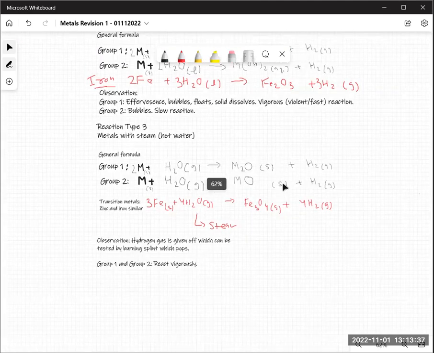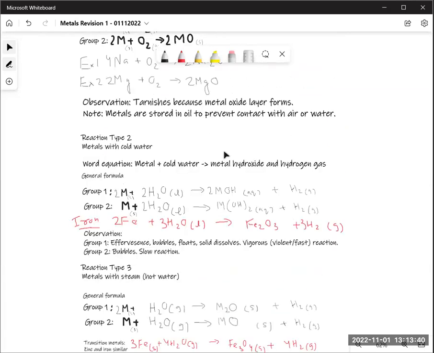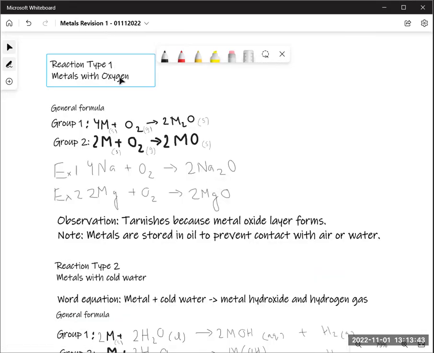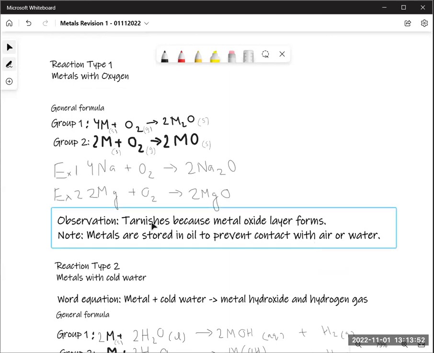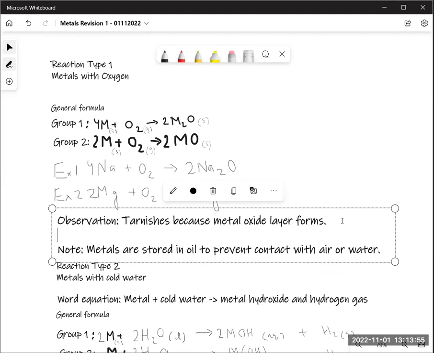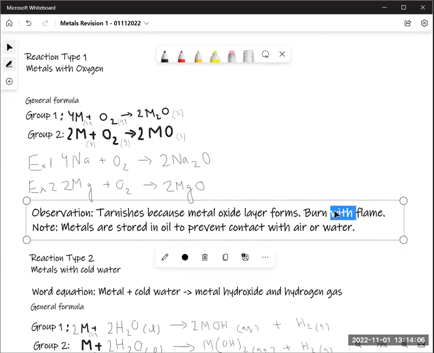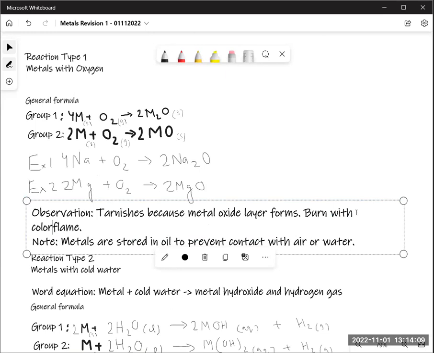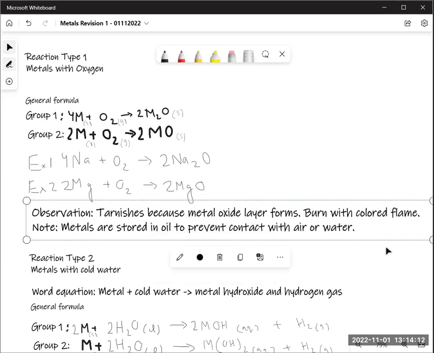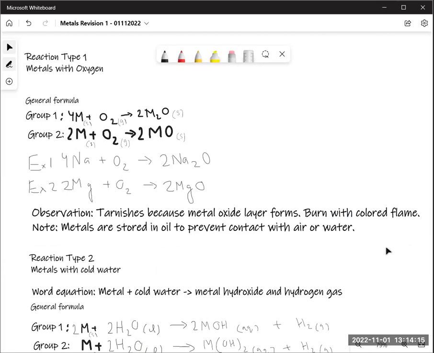I need you to add one more thing. If you finish with that, add one more thing here. In metals with oxygen, you need to add that they burn with a flame. Just add the word burn with flame. Burn with colored flame. We look at that afterwards, the flame colors of all of these metals. That's in chapter 11.